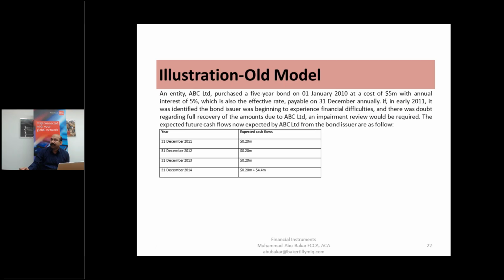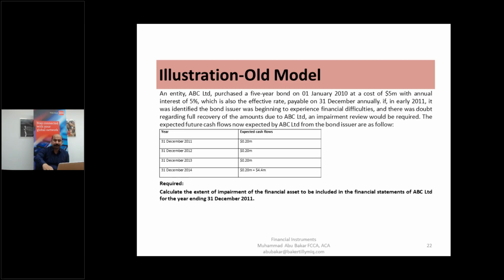31st December 2011, 0.2 million. 31st December 2012, 0.2 million. 31st December 2013, 0.2 million. And 31st December 2014, 0.2 million plus 4.4 million. Calculate the extent of impairment of the financial asset to be included in the financial statements of ABC Limited for the year ending 31st December 2011.